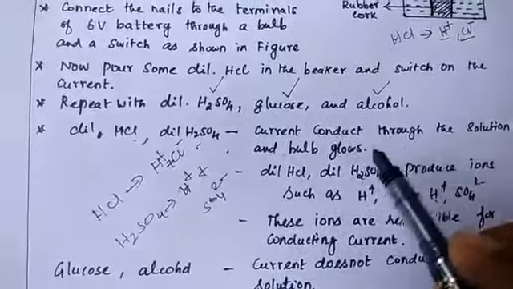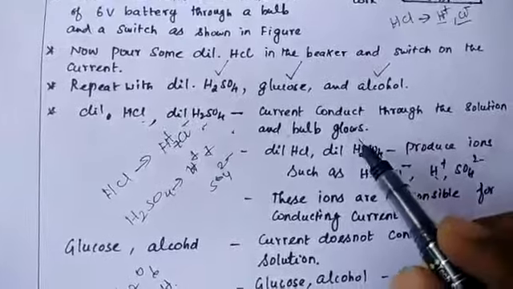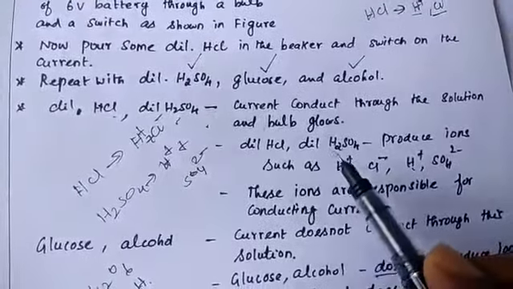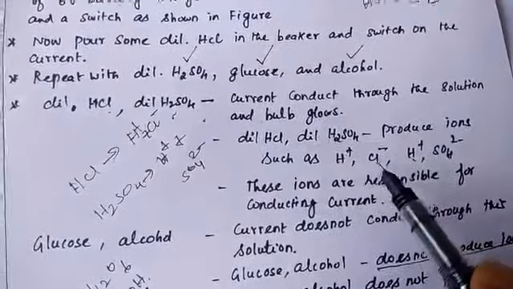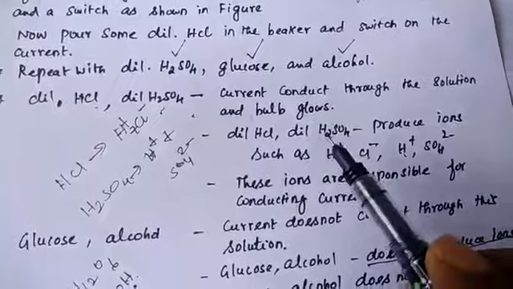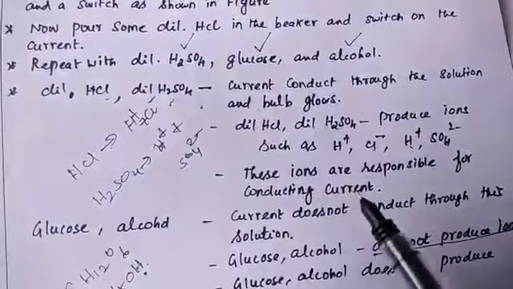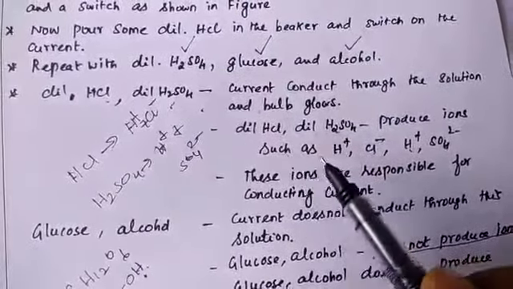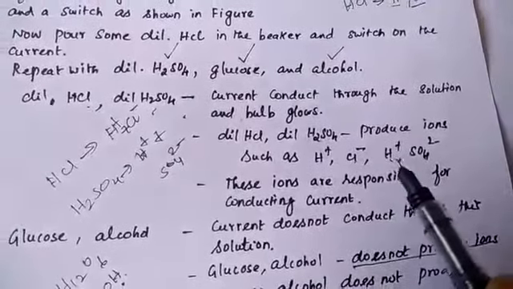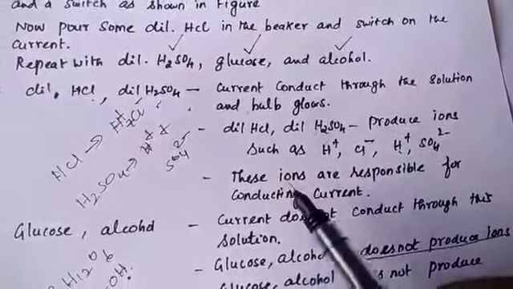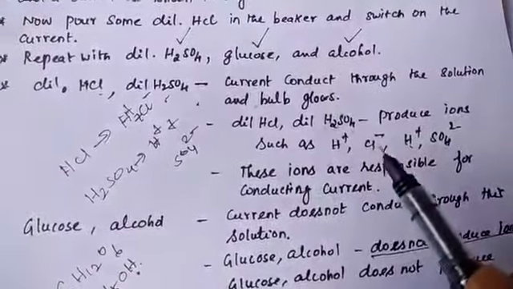With dilute hydrochloric acid and dilute sulfuric acid, current conducts through the solution and the bulb glows. The reason is that dilute HCl and dilute sulfuric acid produce ions. Hydrochloric acid produces H plus ions and Cl minus ions. Sulfuric acid produces H plus ions and sulfate ions. These ions are responsible for conducting current.